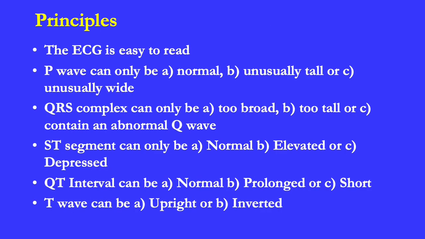The essential principles for EKG is easy. P waves can be only normal, unusually tall, or unusually wide. QRS complex can only be too wide, too tall, or contain an abnormal Q wave. The ST segment can be normal, elevated, or depressed. QT interval can be normal, prolonged, or short, and the T wave can be upright or inverted.